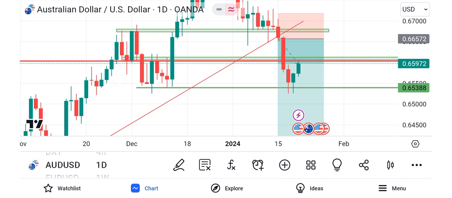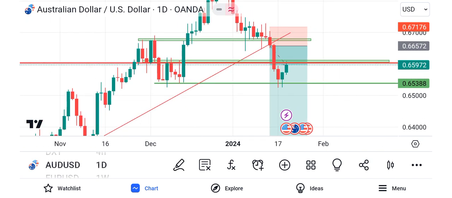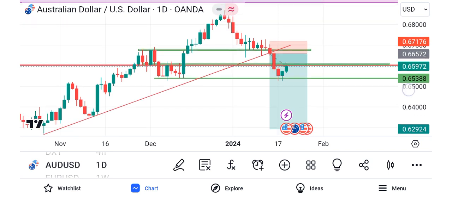So I'm not going to do anything for now, because at least I have taken out 50% of my position, and I'm on break even on this trade.